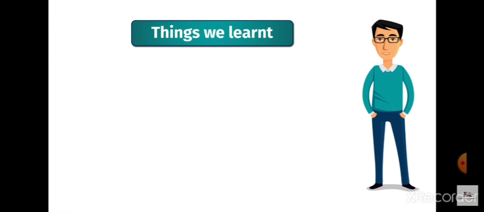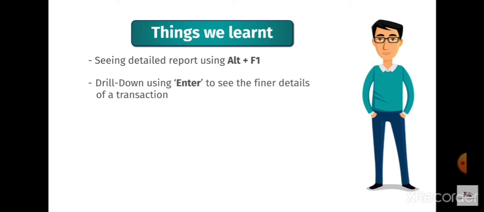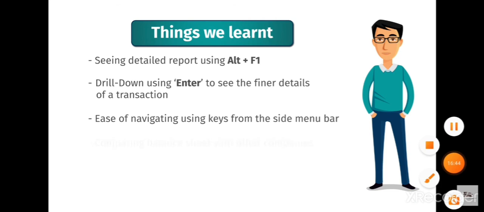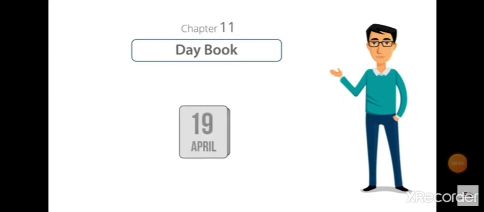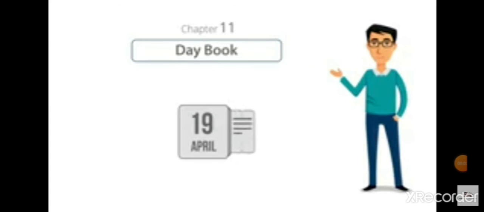So here is a quick recap of things that we learned today. Seeing the detailed reports using Alt F1, drilling down using Enter to see the final details of a transaction, navigating with ease using the keys from the side menu bar, and comparing the balance sheet with other companies. We will learn about the daybook and how you can use it to manage your day-to-day transactions.